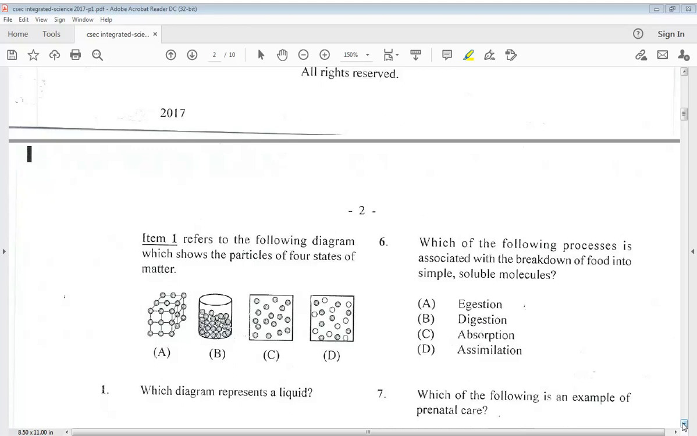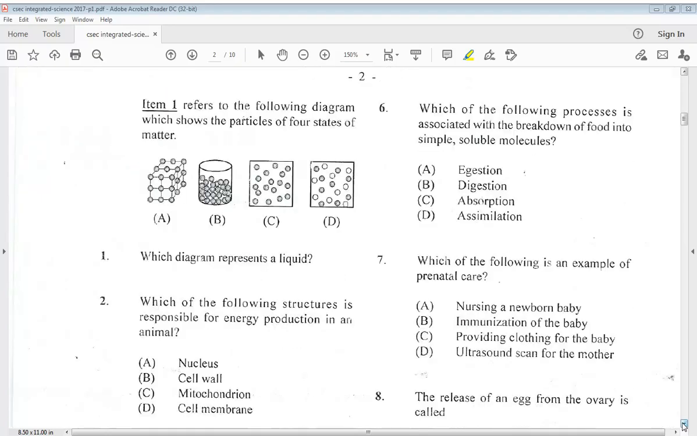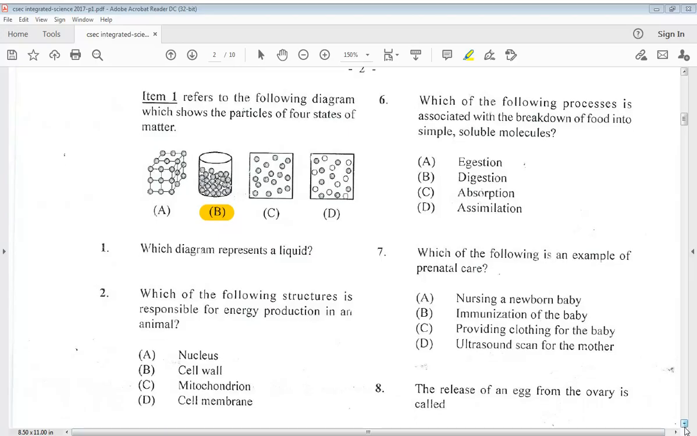Item 1 refers to the following diagram, which shows the particles of 4 states of matter, A, B, C, and D. Item 1 says, which diagram represents a liquid? Looking at our diagram, we know the answer for 1 is going to be B. Now, in the comments section, I want you to tell me what A, C, and D are, just to see how much you remember of your concepts from the CSEC syllabus. Let's go to number 2.